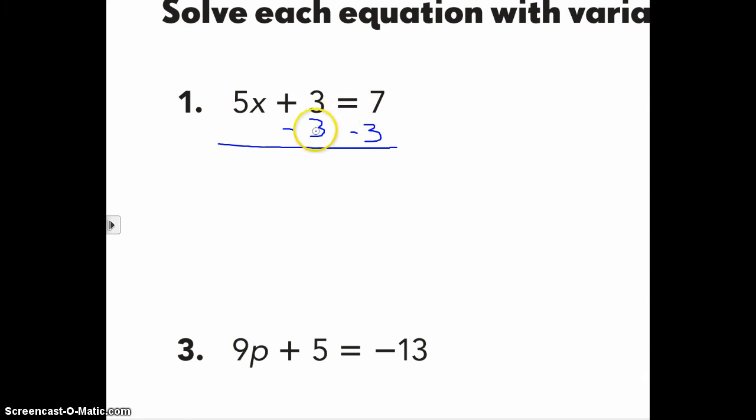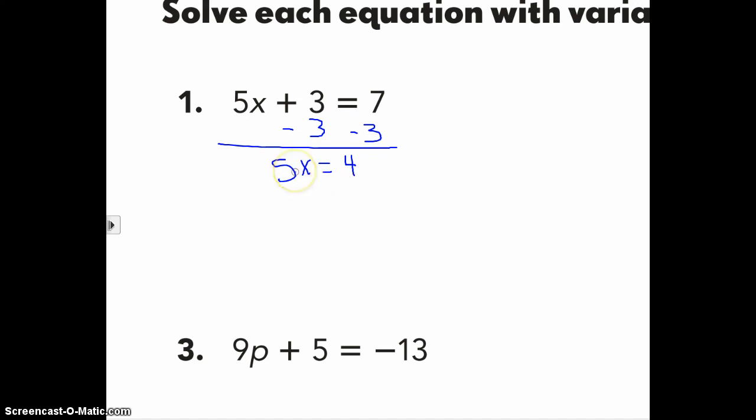An equal sign says that both sides are the same. So if I take 3 away from the left side, I have to take 3 away from the right side to maintain a balance. So on the left I have 5x, because the 3 is now gone, and 7 minus 3 is 4.